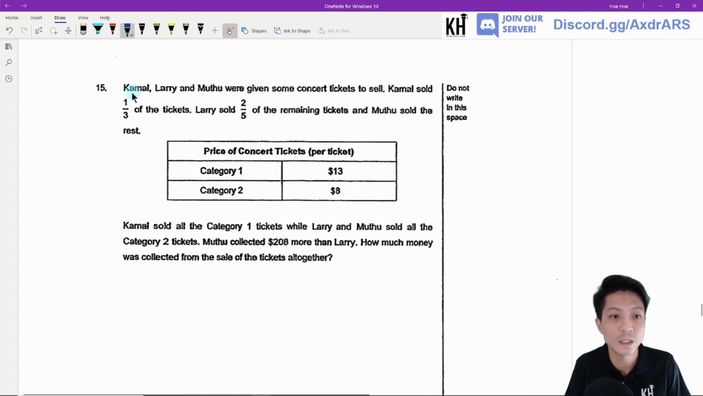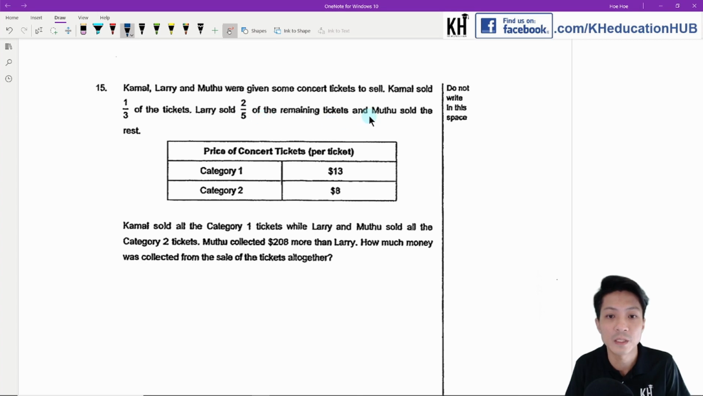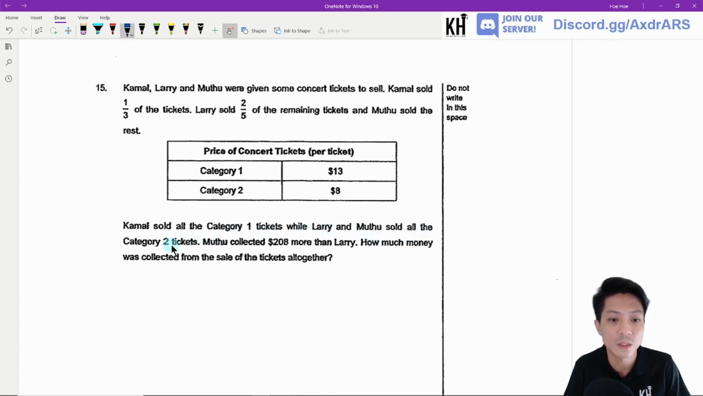Okay, question 15. Kamal, Larry, and Mutu were given some concert tickets to sell. Kamal sold 1/3 of the tickets, Larry sold 2/5 of the remaining tickets, and Mutu sold the rest. Okay, Kamal sold all the category 1 tickets while Larry and Mutu sold all the category 2 tickets. Mutu collected $208 more than Larry. Okay, how much money was collected from the sale of the tickets altogether?